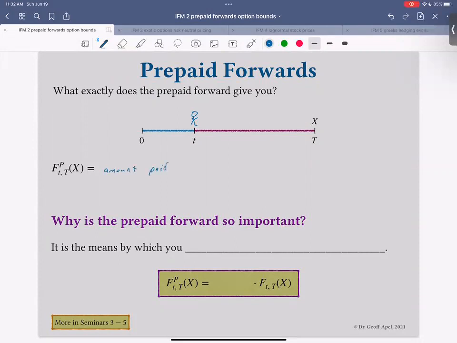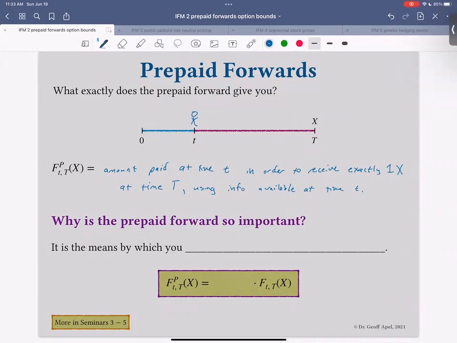It's the amount paid at time little t in order to receive exactly 1X, whatever it is, at time capital T using information available at time little t. Basically, if you look back at what we did in seminar 1, the only difference is when you pay. Do you pay now or do you pay later?